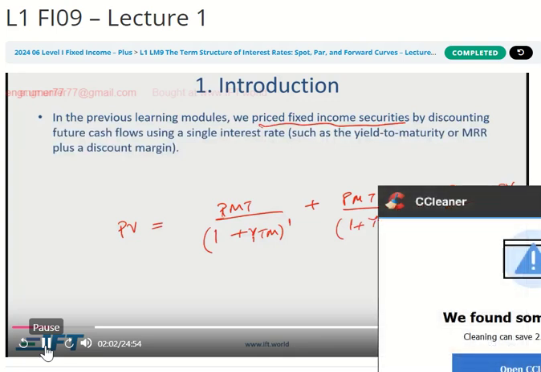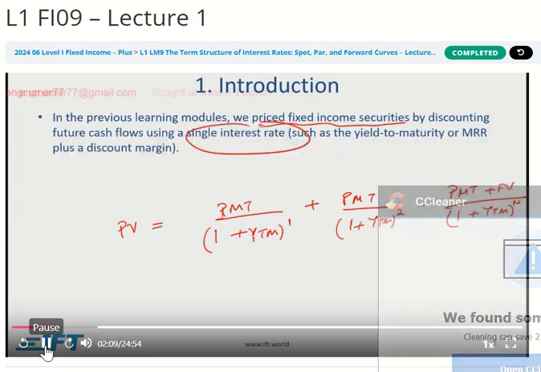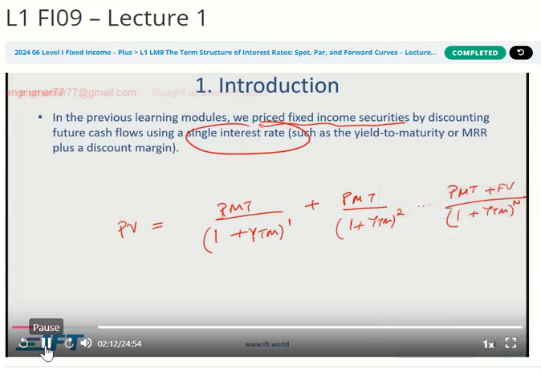But we were using that one single interest rate, called yield to maturity, which is basically the IRR of this fixed income security. Now, you can think of it as a mixed rate. Why is it a mixed rate? Because all these different payments are coming in on different dates, and the return that this fixed income security will give you is influenced by all those different payments.